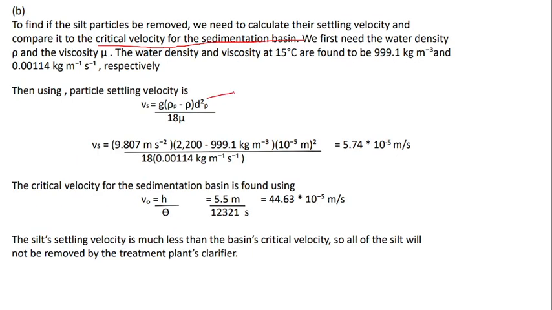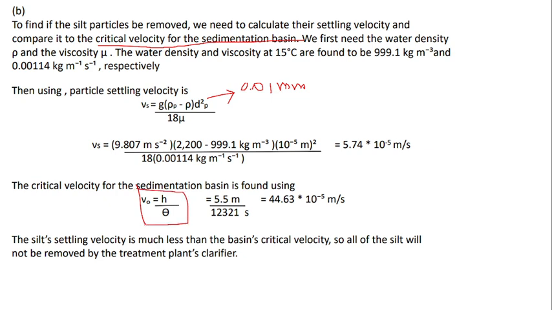The diameter of the particle is given as 0.01 mm. So dP is 0.01 mm. Okay. So already two digits were after the point and mm is 10 power minus 3 meter. So 10 power minus 5 meter is substituted here. So if you solve this one, you will obtain 5.74 into 10 power minus 5 meter per second. So this is the settling velocity.